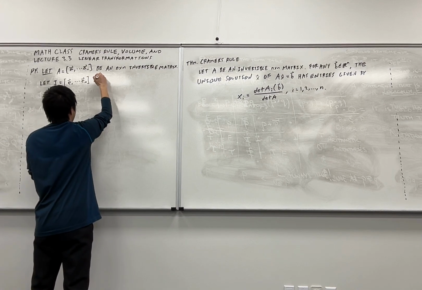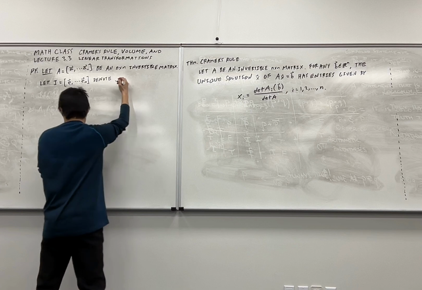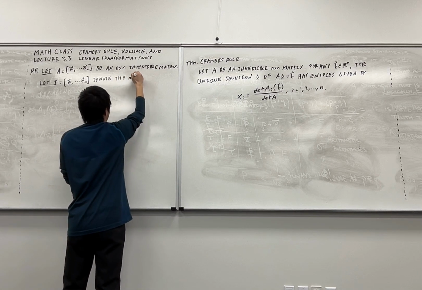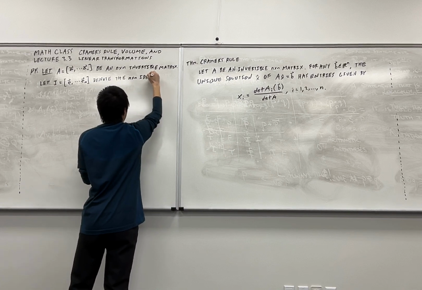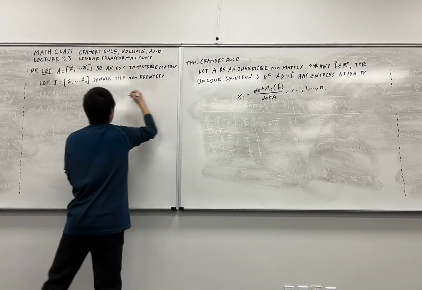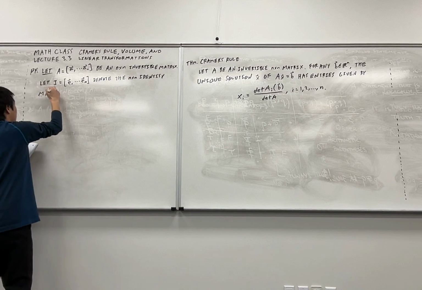E1 through En denote the n by n identity matrix.